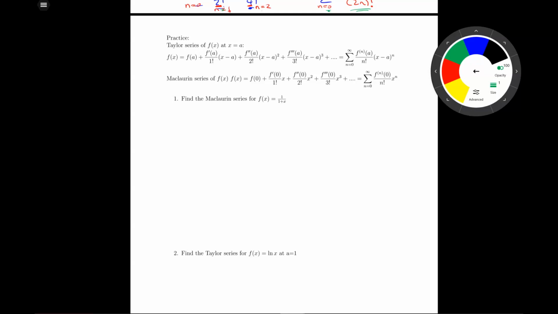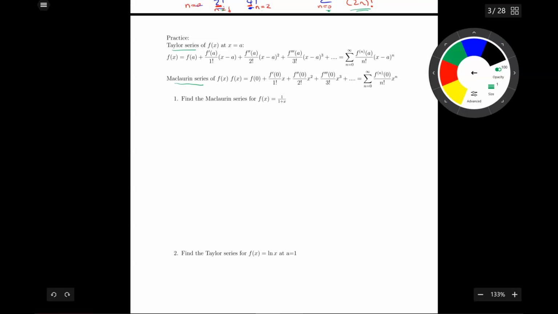So this is a reminder. These are Taylor series and here's Maclaurin series. The only difference is Maclaurin has the value of a equals 0 and Taylor is the more general one. All right. So here are different kinds of problems to do these series with. So let's do the Maclaurin series on this.